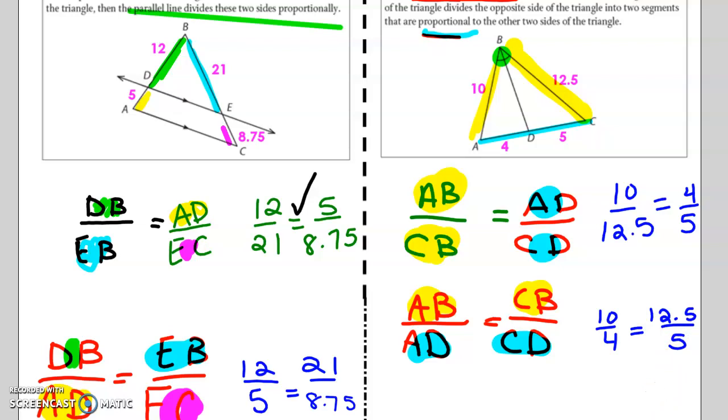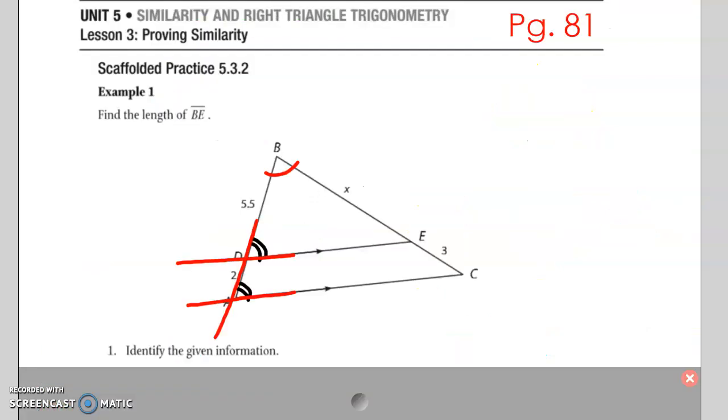Now let's apply these. So example 1: find the length of segment BE, what they're calling X. First we need to identify the given information in this picture. These markings in red and black were not there. That's something I went ahead and did. Really, I want to prove to you these triangles are similar. Okay, let me show you why.